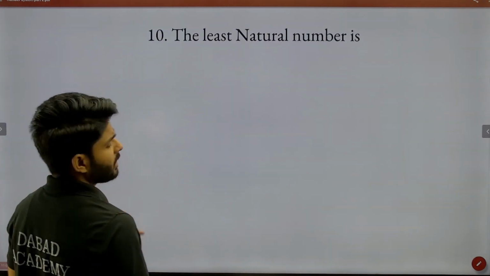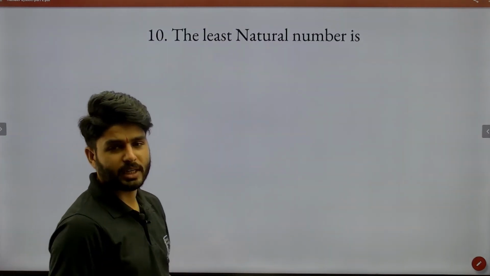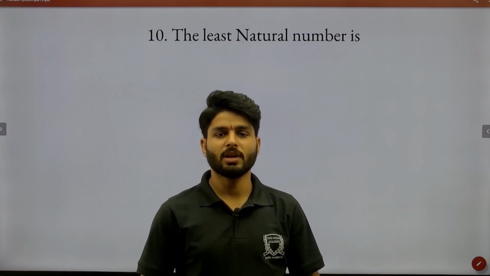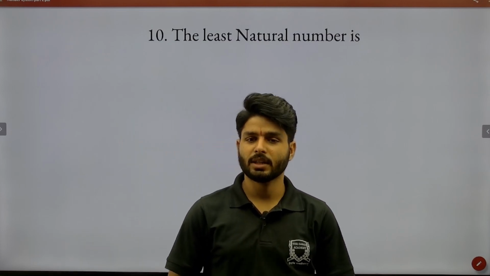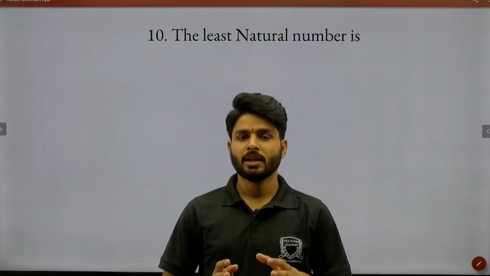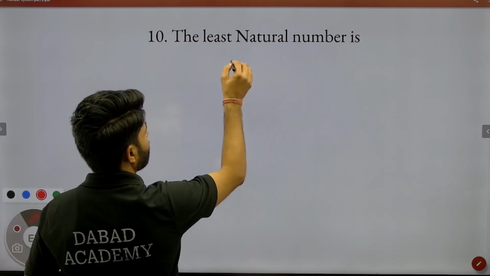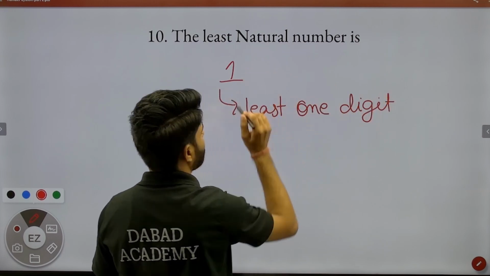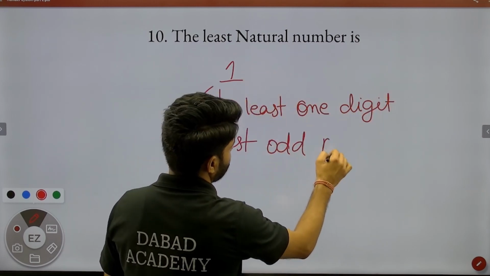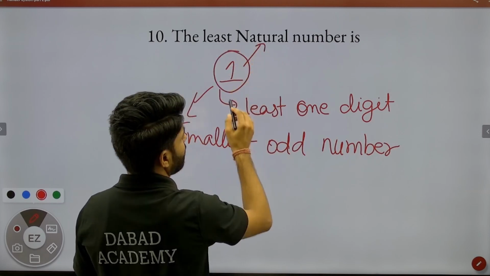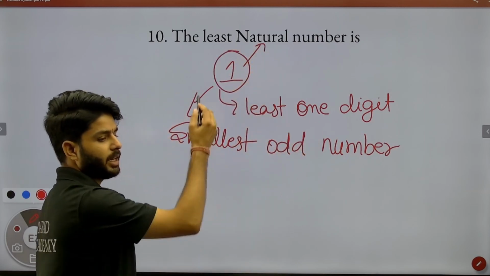The least natural number is 1. We already discussed in our previous video what natural numbers are. Natural numbers are those numbers which start from 1 and continue till infinity. So the least natural number is 1, and 1 is also the least 1-digit number, and the smallest odd number is also 1. So 1 is the least natural number, the least 1-digit number and the least odd number.